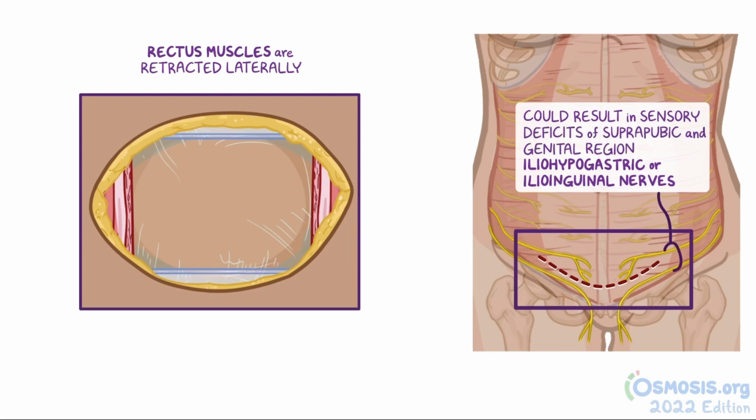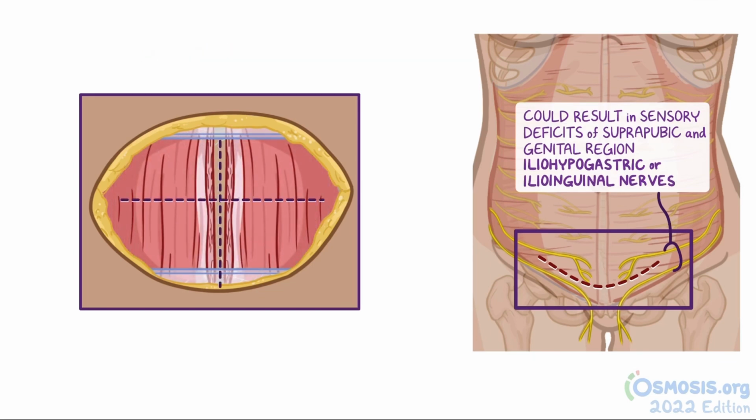Sometimes, during a cesarean section, there isn't enough space to properly finish the procedure and take the baby out safely. In this case, a horizontal transection of the rectus abdominis muscle might be done in addition to the vertical incision along the linea alba.